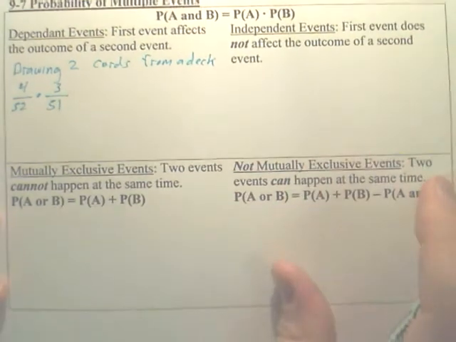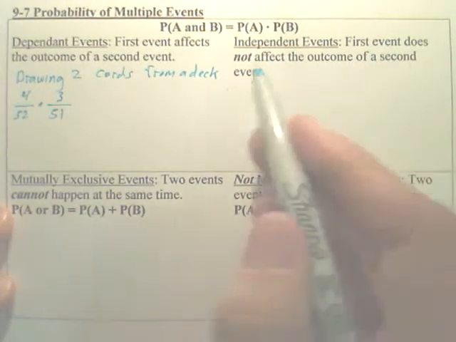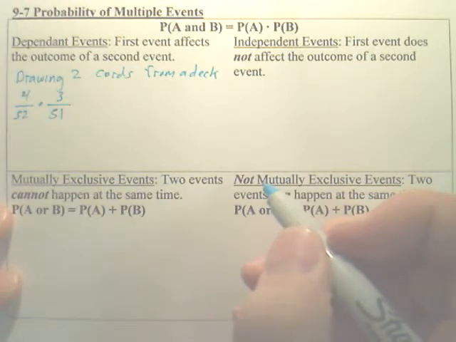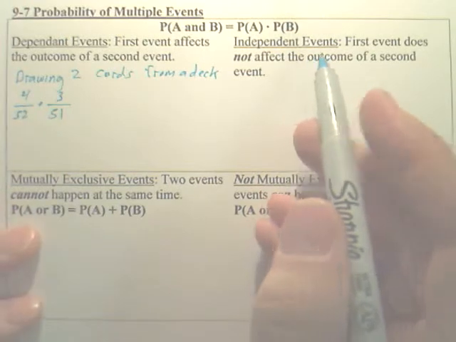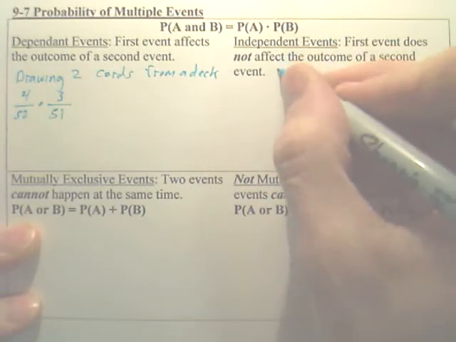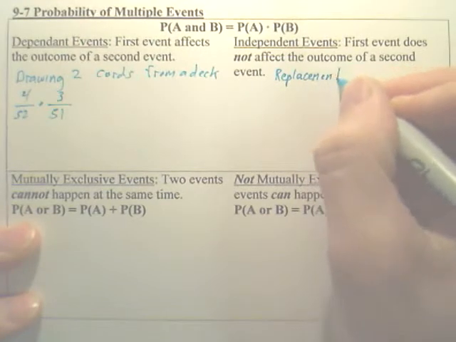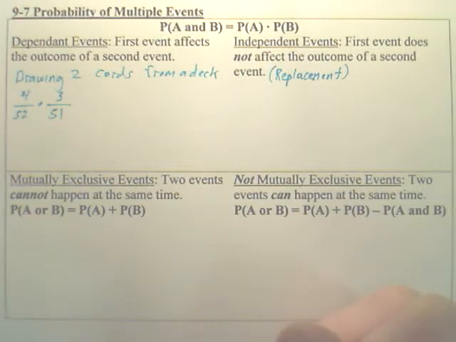Now, independent events mean the first event does not affect the outcome of the second event. All right? What that means is replacement. There's something called replacement. You're putting it back into the deck. Got it? Replacement, you're either putting it back into the deck or you're not.